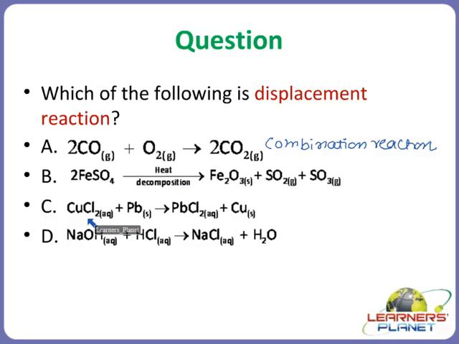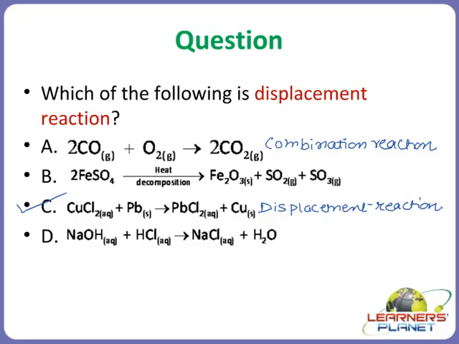Our next option is cupric chloride, that is CuCl2, reacting with lead. And the product formed is lead chloride and copper. It means your lead is displacing copper and forming lead chloride. So it is an example of a displacement reaction. Right? So what will be your answer? Your answer would be C.